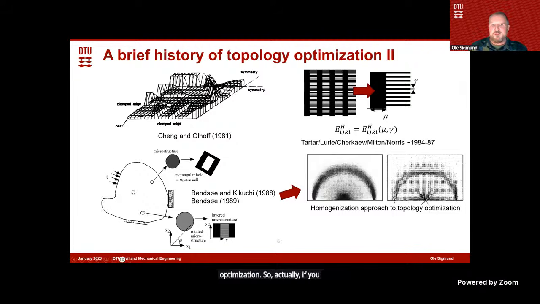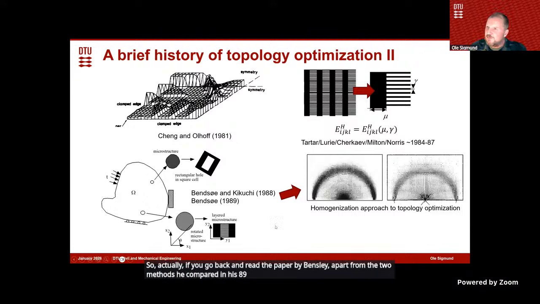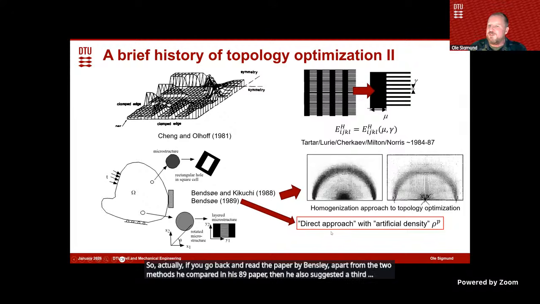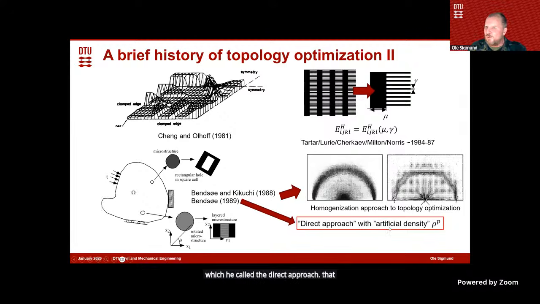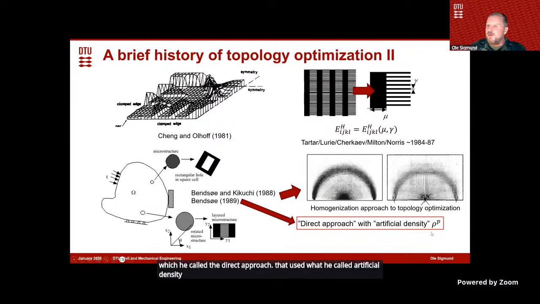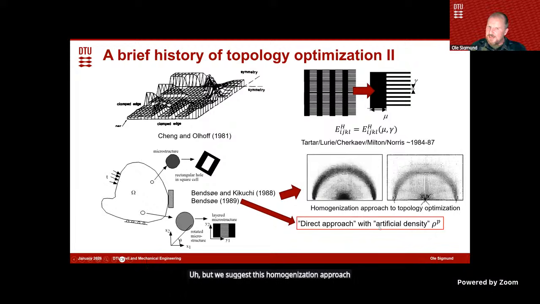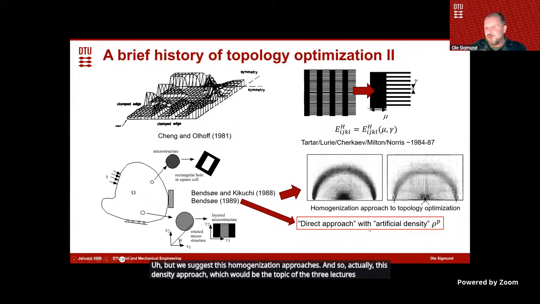Actually, if you go back and read the paper by Bendsøe, apart from the two methods he compared in his 89 paper, he also suggested a third approach, which he called the direct approach, that used what he called artificial density interpolation, rho to the p, where rho was the material relative density and p a penalisation power. And he said, well, this is a reference, it's interesting, but it's not physical, but we suggest these homogenization approaches. And so actually this density approach would be the topic of the three lectures essentially. I will come back to some of the multi-scale in the third lecture.